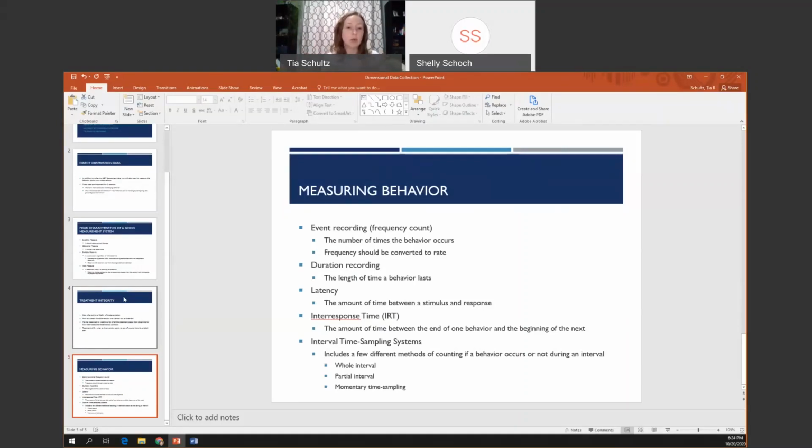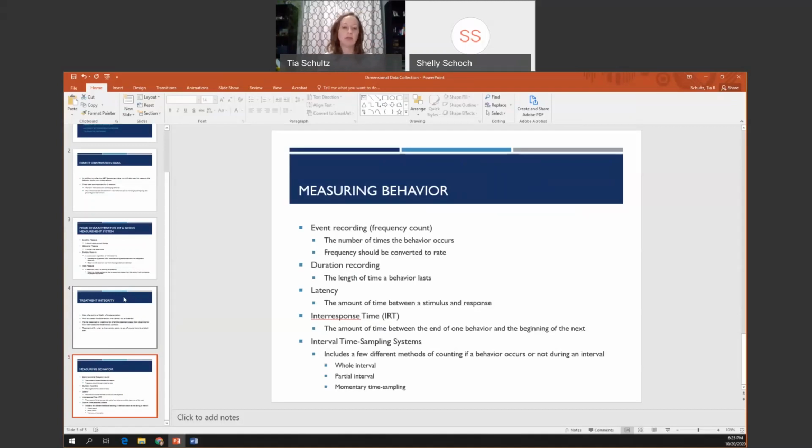If it happened at any point in that interval, we would count it. So it happened for a little while, we count it. It happened for a little while, we count it. It didn't happen in the next one, we don't count it. And then finally, momentary time sampling is when we would look at the end of a time interval and see if it's happening in that moment. If it's not, even if it happened all the way up until our timer went off, we wouldn't count it. But if it is happening when our timer goes off, we count it, even if that was the first instance of seeing that behavior.